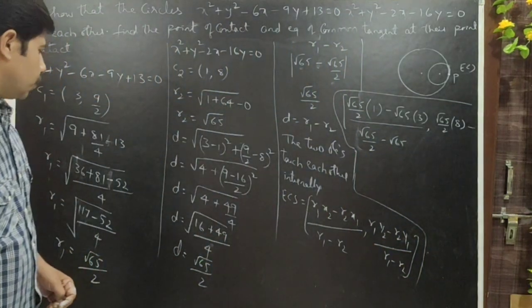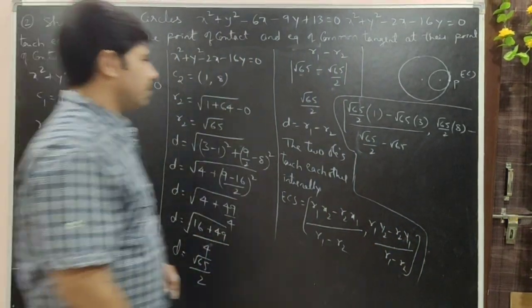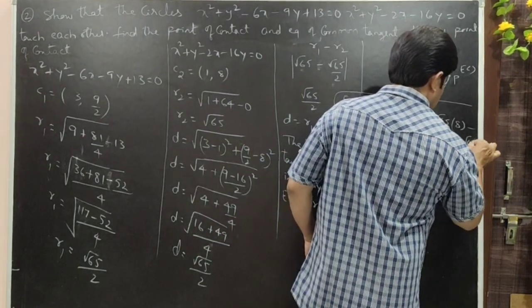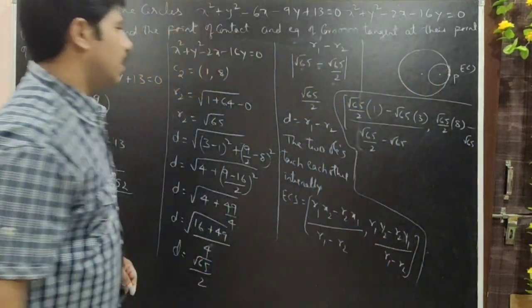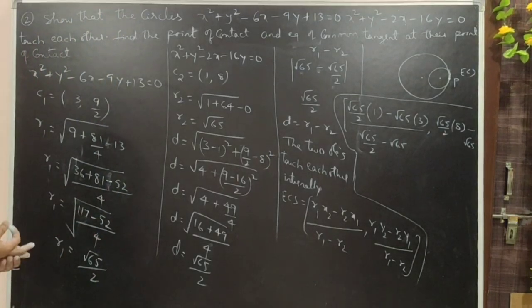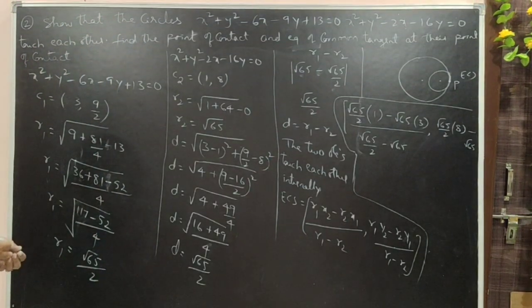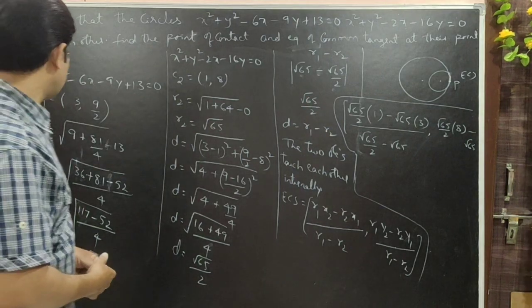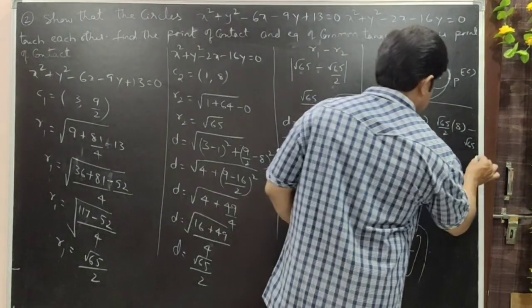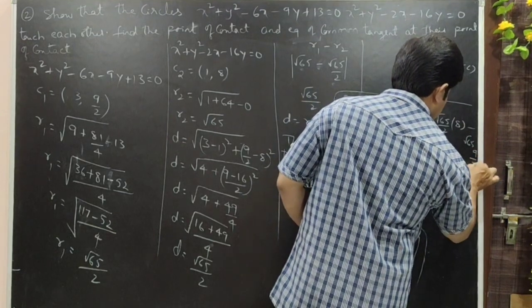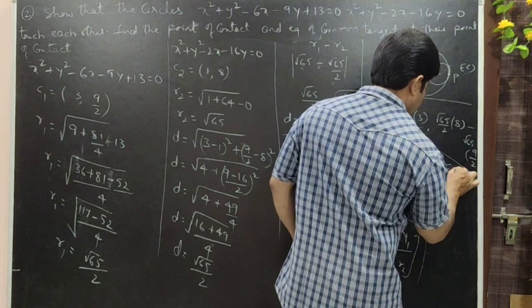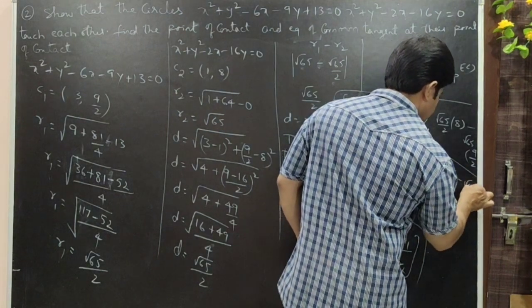So, what is R2 here? R2 is root 65. Root 65 minus R2 y1. So, what is y1 we have? y1 is nothing but 9 by 2, divided by R1 minus R2, that is root 65 by 2 minus root 65.